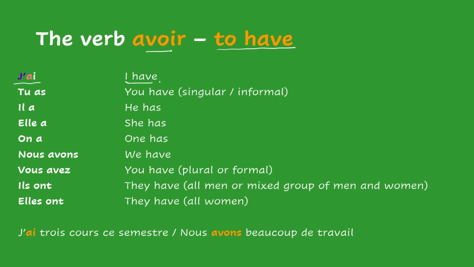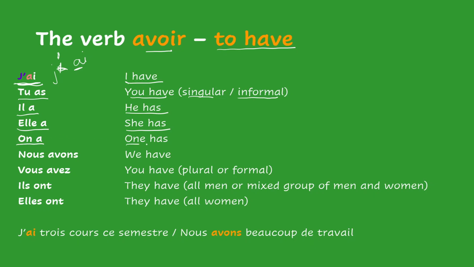J'ai, I have. You notice here that the je in front of a vowel, here, a, will drop that e and you replace it by an apostrophe. That would be j'ai. Tu as, you have, which is singular and informal when you talk to a friend, a family member. Il a, he has. Elle a, she has.